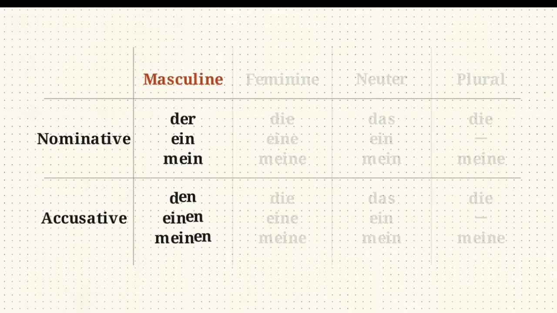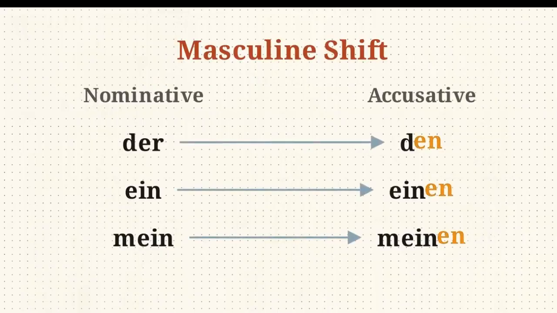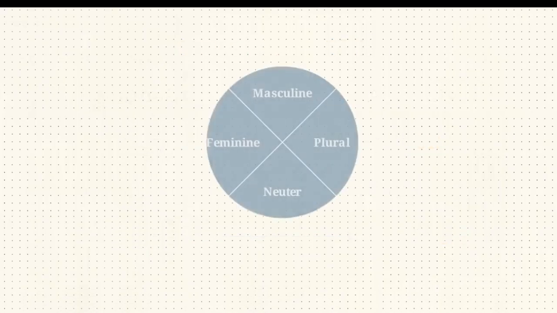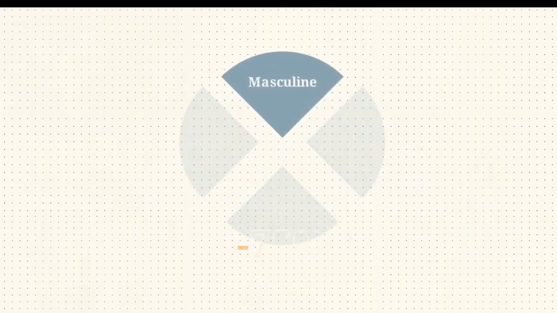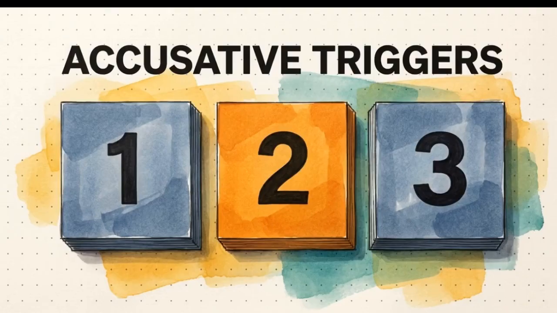Feminine, neuter, and plural nouns do not change at all. Only the masculine shifts. Der becomes den, forcing other modifiers to adopt the n ending. By focusing strictly on this masculine shift, you instantly reduce the amount of grammar you actually need to memorize by 75%. Now that we've seen how words change, let's look at the cause.